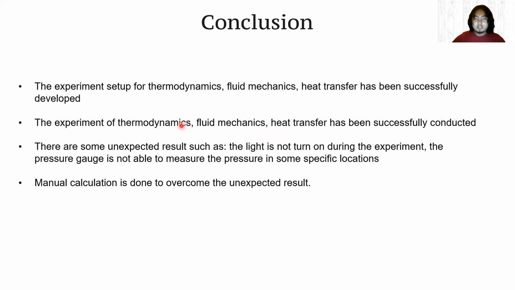However, there are some unexpected results, such as the light not turning on during the experiment, and the pressure gauge not being able to measure the pressure in some specific locations of the siphon, and so on. But the manual calculation is done to overcome the unexpected results, so we can still analyze it manually.